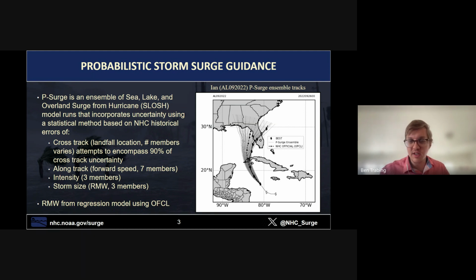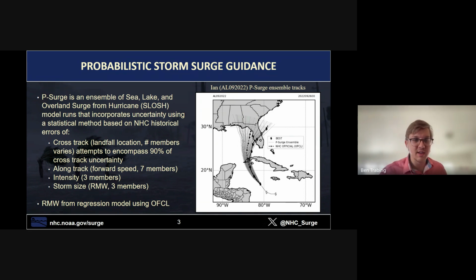Now, since NHC doesn't actually forecast the radius of maximum wind, we get that from a multivariate linear regression technique that uses the official forecasts and the 34, 50, and 64 knot wind radii. We then get the errors from that regression model, which we can plug into P-Surge to incorporate that uncertainty. And of course, we do this because we know that storm surge is a very localized phenomenon. Small changes in the track of the storm can impact the storm surge substantially and significantly change what actually happens.